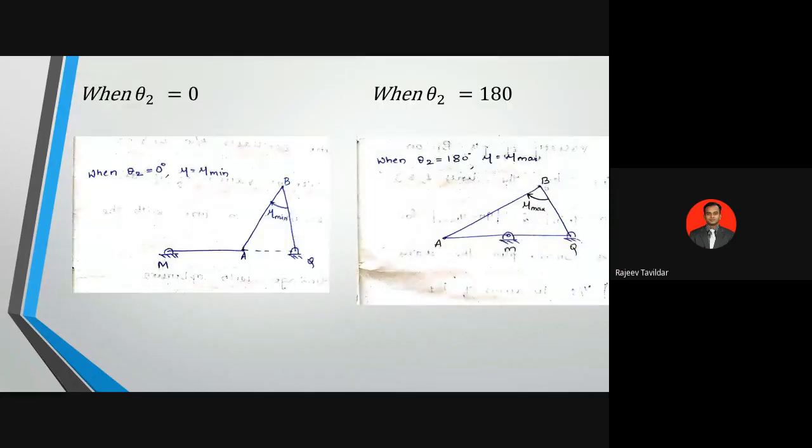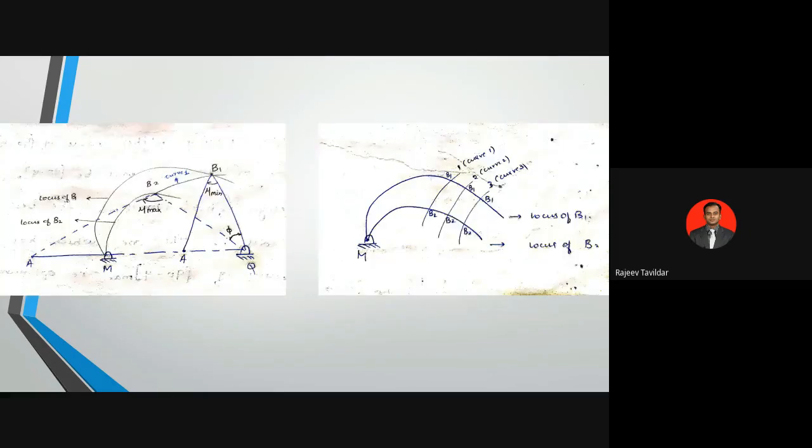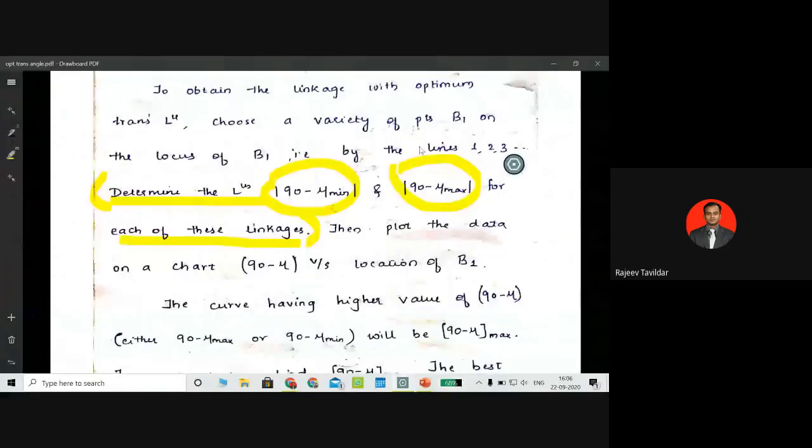For this one mechanism, we can find out 90 minus mu min and mu max. Similarly, for each and every curve, we are getting different mechanisms, and for every mechanism, we can get mu min and mu max. Once I get mu min and mu max, I can find out these angles which are being asked for us. So I have got a set of angles now. Curve 1, I got 90 minus mu min, 90 minus mu max. Curve 2, I've got 90 minus mu min, 90 minus mu max, and so on. So I've got a set of these two angles for each and every curve.